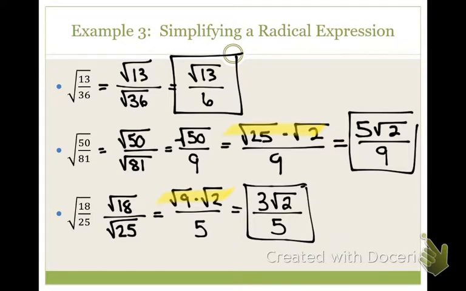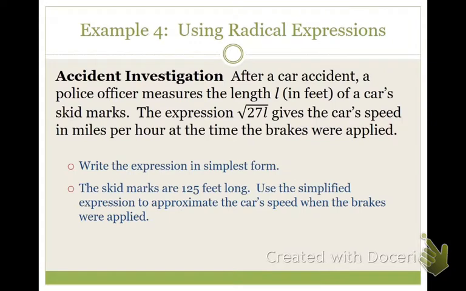Okay, in example 4, we have a word problem. I need you to follow along. It's not that difficult. We just follow along. After a car accident, a police officer measures the length of the skid marks of the car's tires. The expression square root of 27L gives the car's speed in miles per hour at the time the brakes were applied. Write that expression in simplest form.